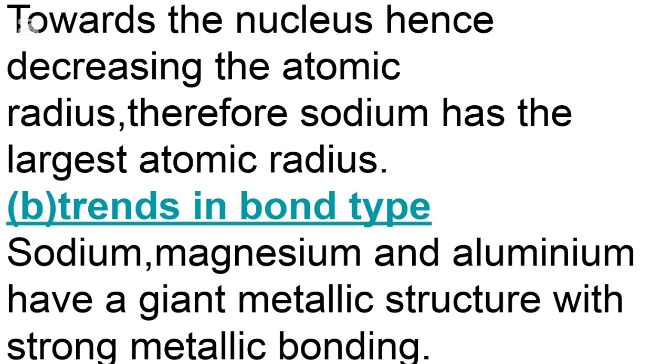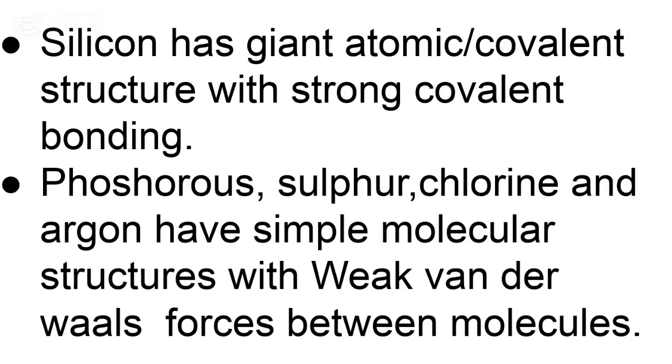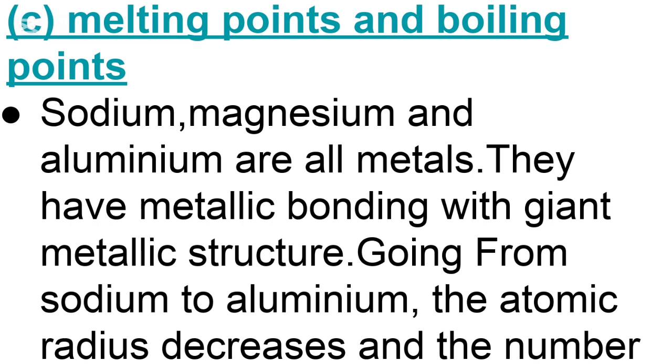Trends in bond type. Sodium, magnesium, and aluminium have a giant metallic structure with strong metallic bonding. Now, silicon has giant atomic or covalent structure with strong covalent bonding. Now, the next one is phosphorus, followed by sulfur, chlorine, and argon, which all have simple molecular structures with very weak van der Waals forces between molecules.